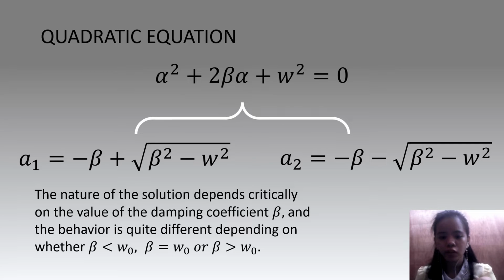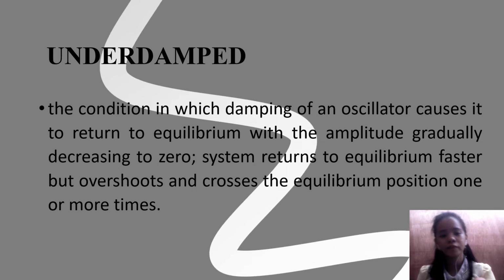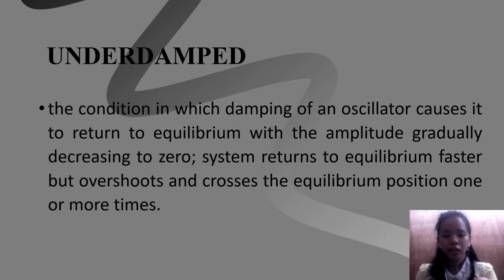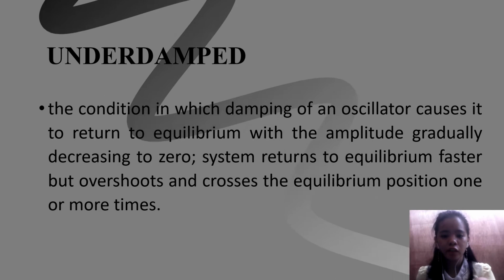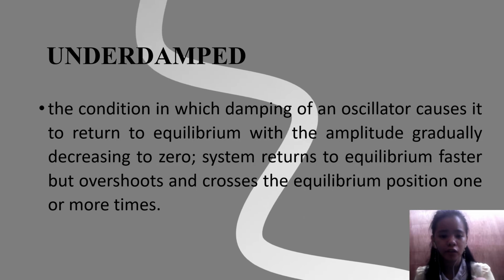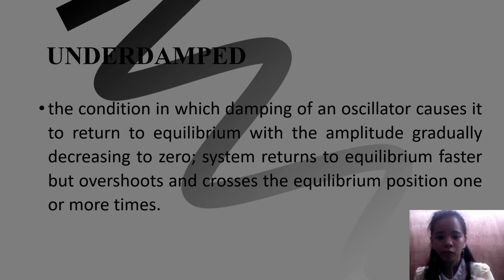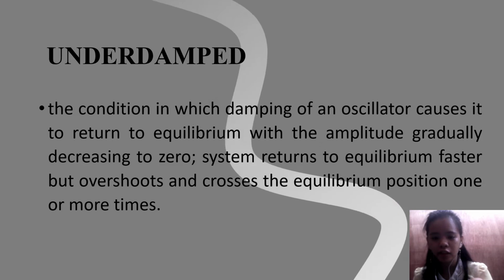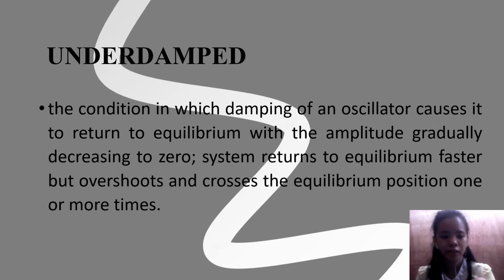The nature of the solution depends critically on the value of the damping coefficient β, and the behavior is quite different depending on whether β is less than ω0, or β is equal to ω0, or β is greater than ω0. Underdamped is the condition in which damping of an oscillator causes it to return to equilibrium with the amplitude gradually decreasing to zero. The system returns to equilibrium faster but overshoots and crosses the equilibrium position one more time.